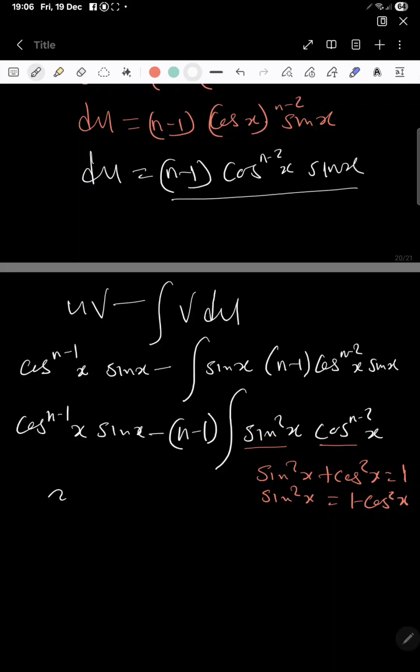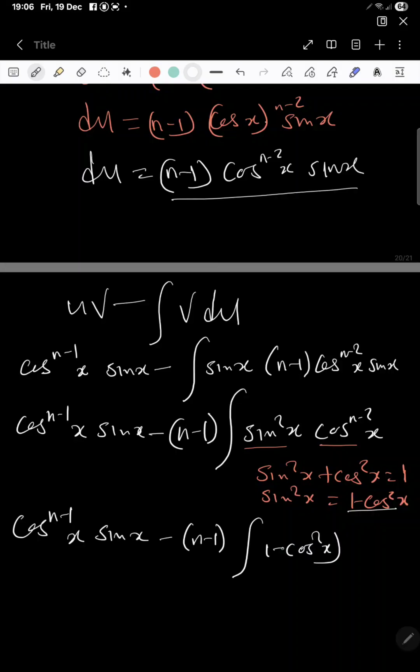Alright, so by doing so, we are going to have cos to the power n minus 1 x sine x minus n minus 1 integration of, where there is sine squared x, we are putting 1 minus cos squared x, and then times cos to the power n minus 2 x, like that. Then we need to multiply this cos to the power n minus 2 to this, and also to that. So let's do that.